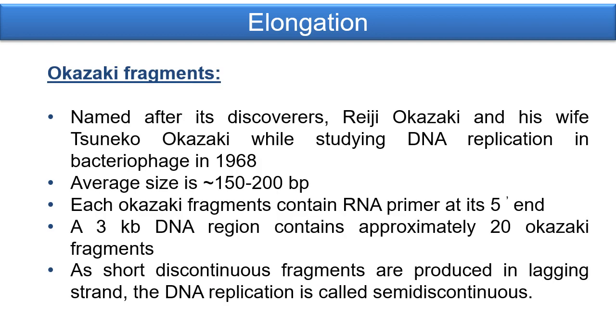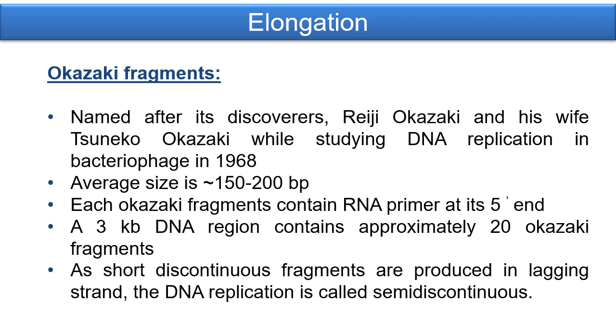Here I am providing some more details on Okazaki fragments. Okazaki fragments are named after their discoverers, Reiji Okazaki and his wife Tsuneko Okazaki, while they were working on DNA replication in bacteriophage in 1968. In eukaryotes, average size of Okazaki fragments is about 150 to 200 base pair. As I have already told, each Okazaki fragment contains RNA primer at its 5 prime end. A 3 kb DNA region in eukaryotes contains approximately 20 Okazaki fragments.